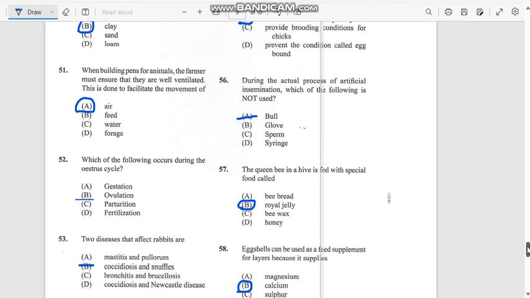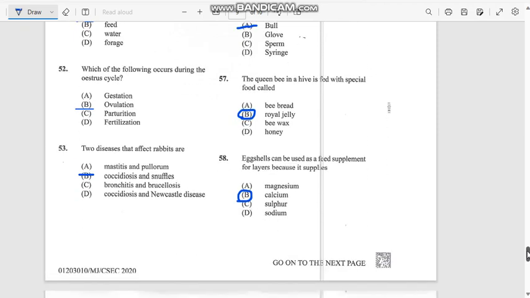Alright, number 51. When building pens for animals, the farmer must ensure that they are ventilated. This is done to facilitate the movement of air, to ensure, for example, the animals are well ventilated and have good access to air, so they are not suffocating, guys.